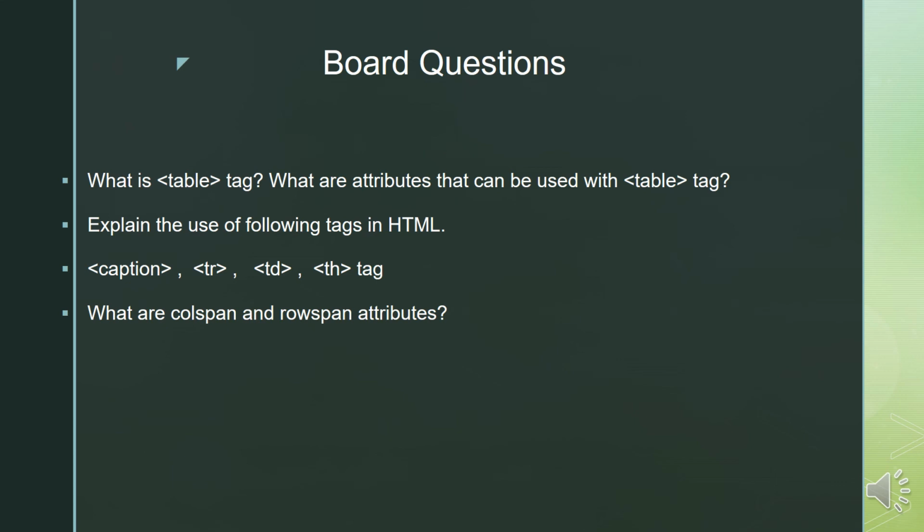Before we sign off for today's video class, let's focus on the board questions with respect to the table tag. In the theory part, the question can be: what is the table tag? What are the attributes that can be used with the table tag? Explain the use of the following tags in HTML: caption, tr, td, th tag. What are col span and row span attributes?